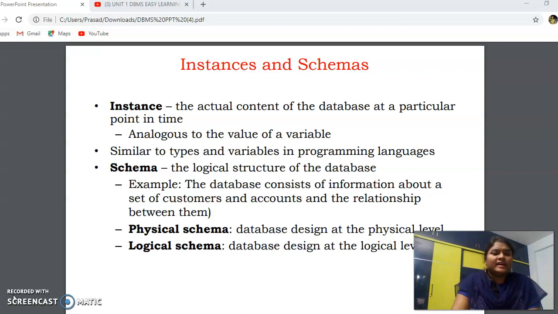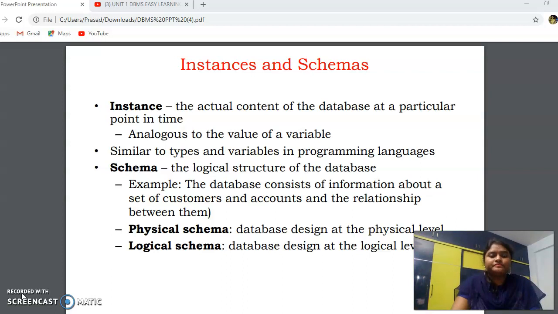Next, we will see a few definitions of database. As I said, this is a new subject, so we will have many new terms to be learned. In the same way, we will be learning what are instances and what is schema. What is an instance? It is the actual content of the database at that particular time. At that particular time, what is the value is termed in the form of an instance. Example, the value of a variable. What is the value of a variable at that particular time?